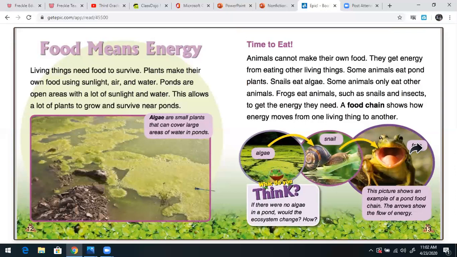So remember, third grade, every day this week, we have heard the word food chain. And yesterday, I challenged you to create your own food chain and post a picture on Class Dojo. I hope to see those today.